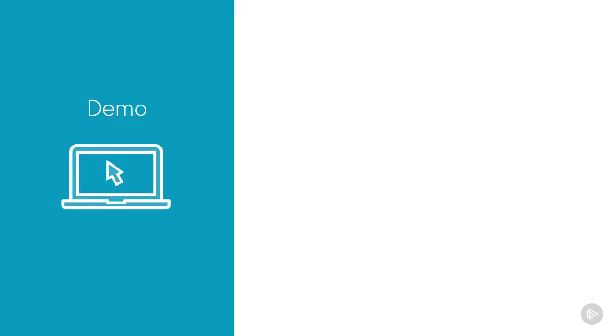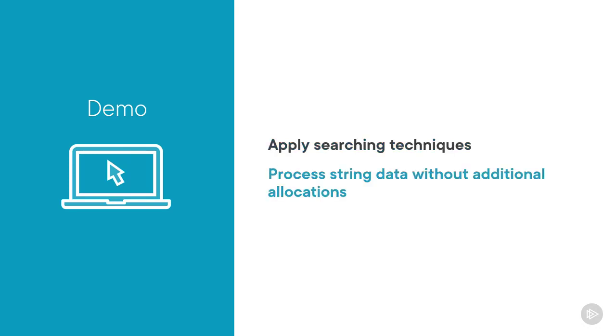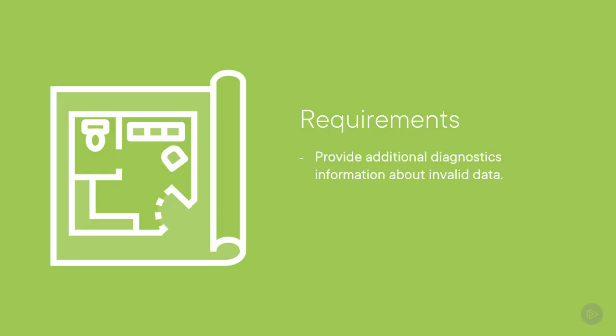In the final demo of this module, we'll apply some of the searching techniques that we've learned about to inspect failed row data. Through careful application of these techniques, we will learn how we can process string data without allocating additional strings. The business would like to add the capability for the data processor to provide additional diagnostic information about invalid rows found in the sales data records.